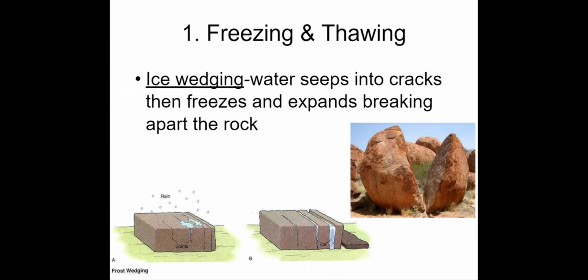The first one's ice wedging. The water gets into the cracks, and then it freezes. As it freezes, it expands. It's going to break the rock apart. Living in Northeast Ohio, we see this a lot. It's what causes our potholes on our streets. If you go to Florida, you're not going to see that as much because they don't have that freezing and thawing constantly through the winter.